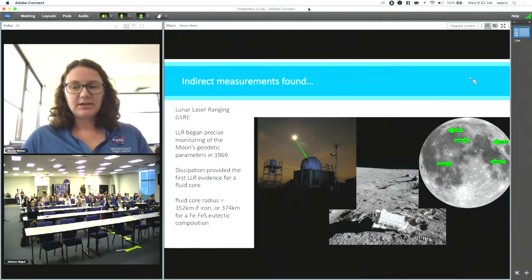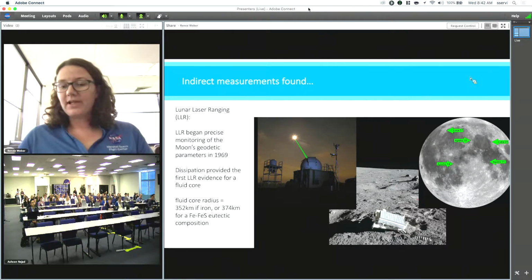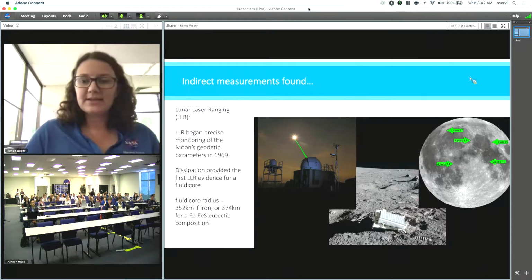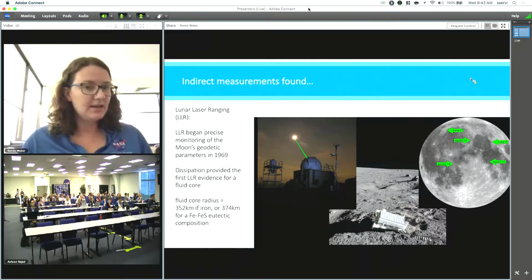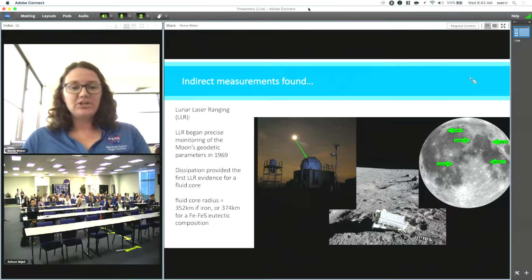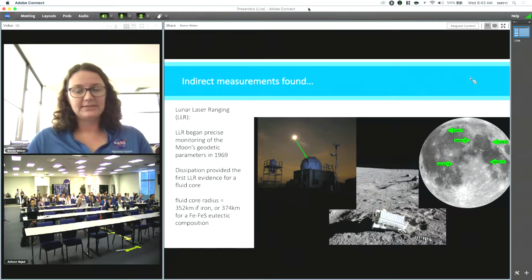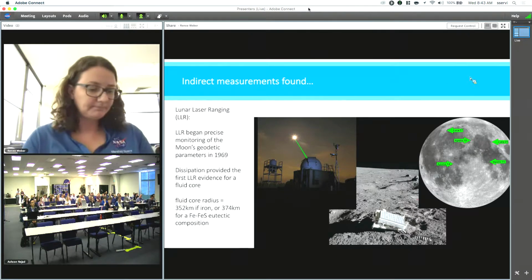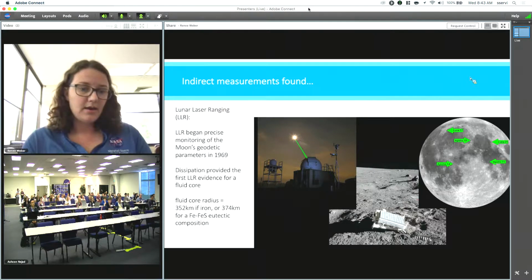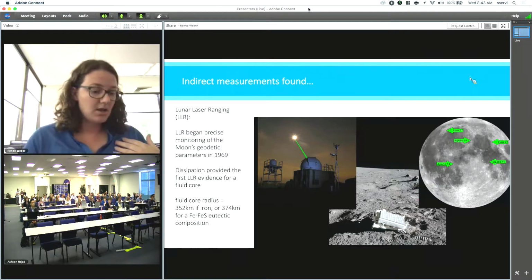So lunar laser ranging, another indirect measurement, which is basically using the retroreflectors to place precise constraints on the moon's geodetic parameters, and ranging began in 1969. So dissipation provided the first lunar laser ranging evidence for a fluid core, and then based on some assumptions on the composition of the core, you can put rough constraints on its radius. And I also just want to point out that as of today, lunar laser ranging measurements are sort of right on the cusp of being able to discern the presence and size of a solid inner core.